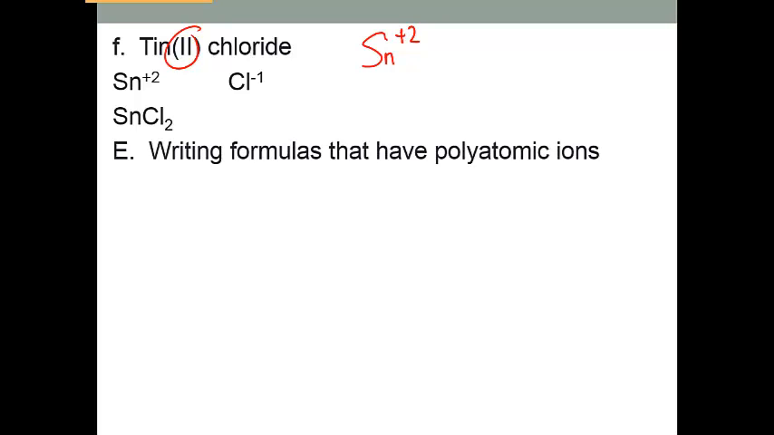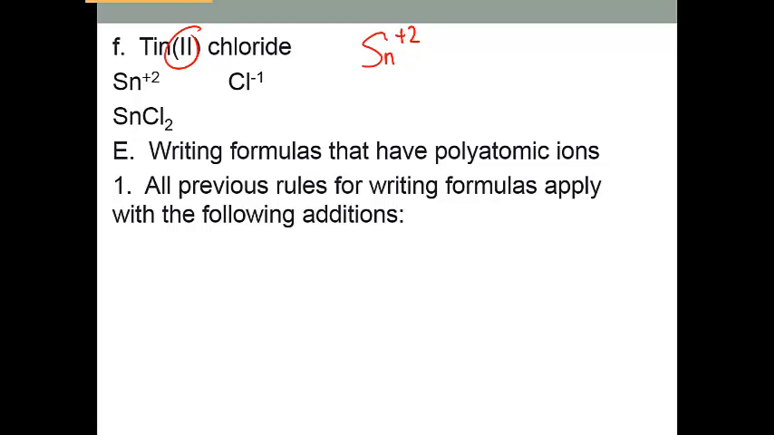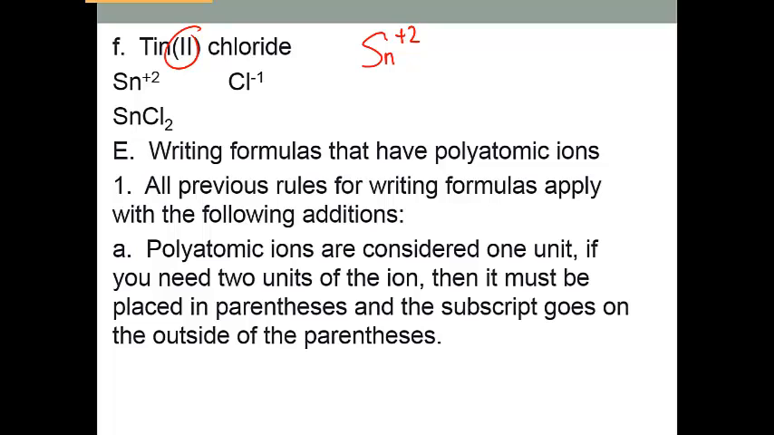Now, when we are writing formulas that have polyatomic ions in them, all of our previous rules apply. So we still write the positive, we write the negative, and we crisscross our charges. What we need to remember is that a polyatomic ion is actually 2 or more elements acting as one unit. So if we need 2 of those units, or 3 of them, then we have to place our group of atoms in parentheses, and when we crisscross, that subscript goes behind the parentheses so that we can say that we have 2 of whatever's inside the parentheses.